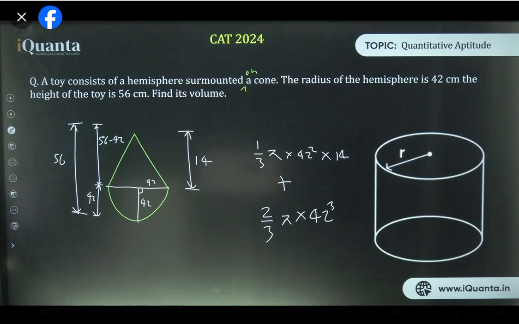Which formula is not understood, Karthik? What is written here: 1 by 3 pi r square h, that is for cone, and 2 by 3 pi r cube, that is for hemisphere. Hemisphere is half of the sphere.